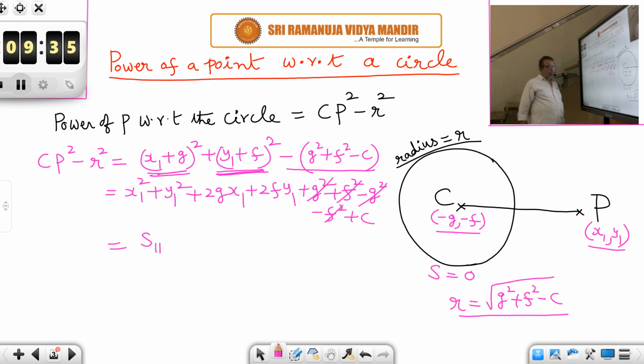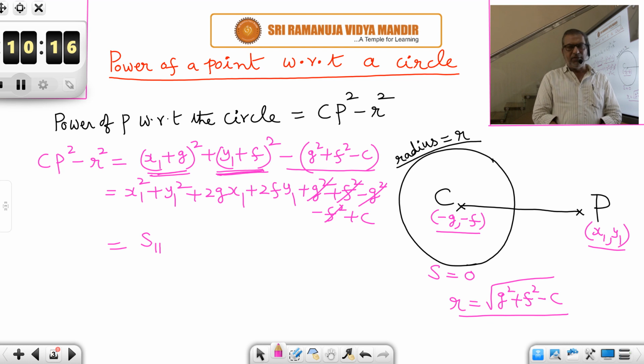Go forward. So S11. So whenever anybody asks the definition of power of a point, tomorrow in the class, in the beginning, I'll ask somebody some question. The question is, what is the definition of the power of a point? You have to tell Cp square minus R square. I'll ask what is C, what is P, and what is R. C is the center of the circle, R is the radius of the circle, P is the given point. You have to tell. So that is the definition.